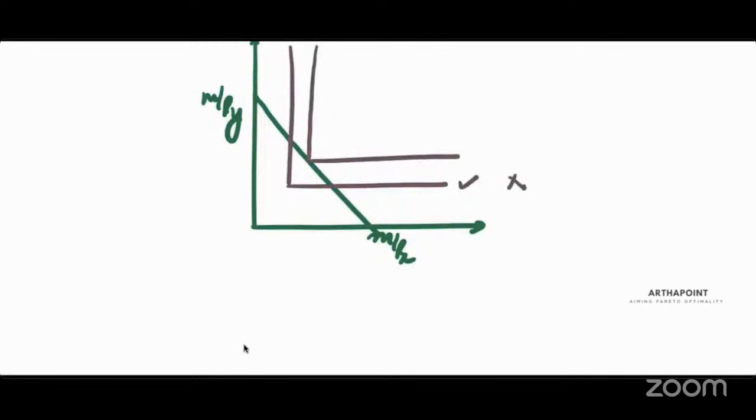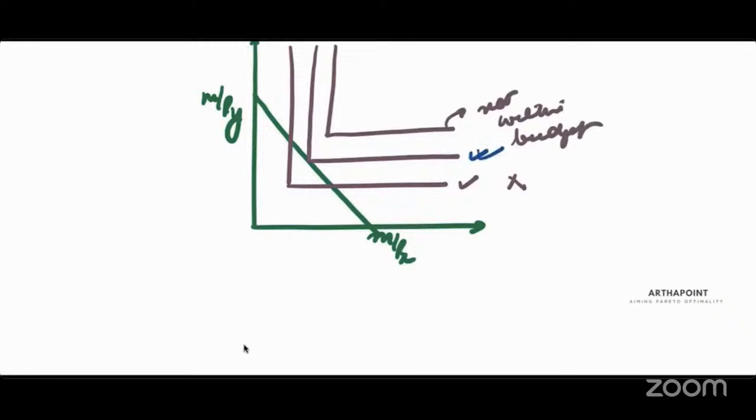Is this the highest indifference curve? Yes. Is this the highest indifference curve? No, this is not within my budget. So this is the highest indifference curve that you attain, and this is the point of equilibrium which happened at the kink. Again, proving that equilibrium happens when x is equal to y. This is very, very important from exam point of view.